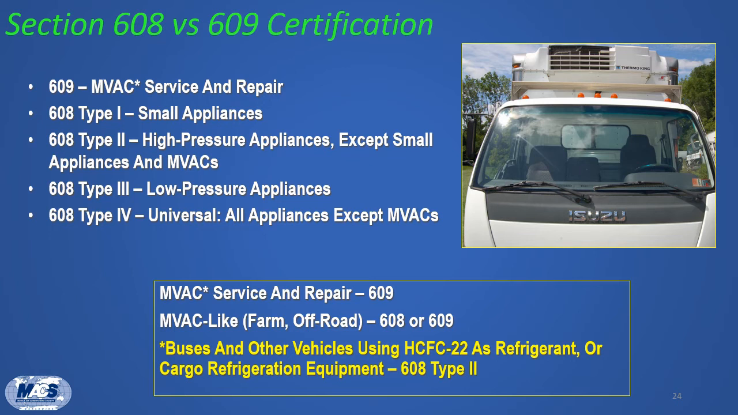Also, some aircraft fall under Section 609, such as helicopters and small airplanes that use less than 20 pounds of R134A and have gear or belt-driven compressors that cool the passenger compartment.